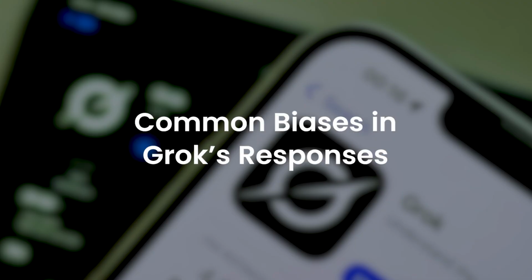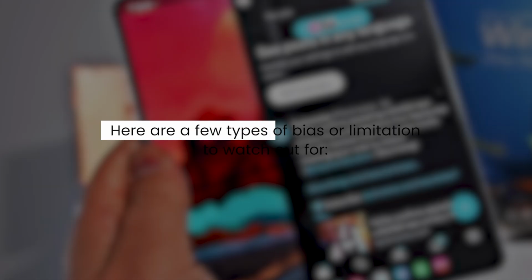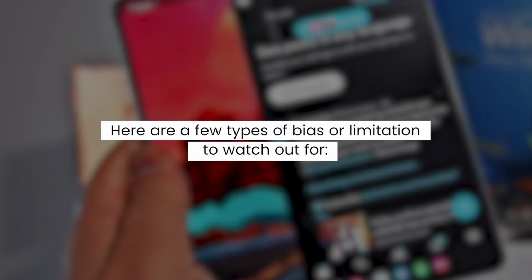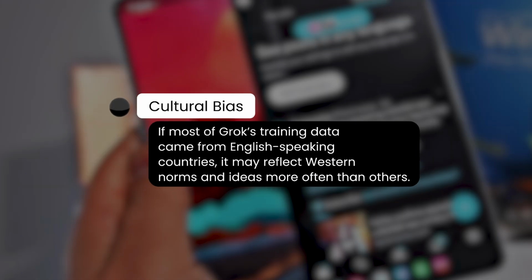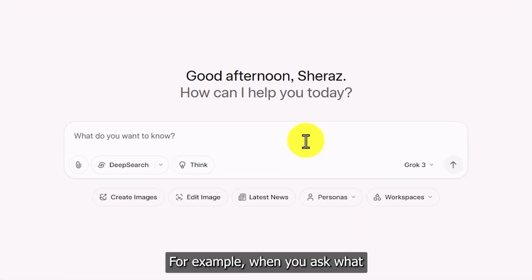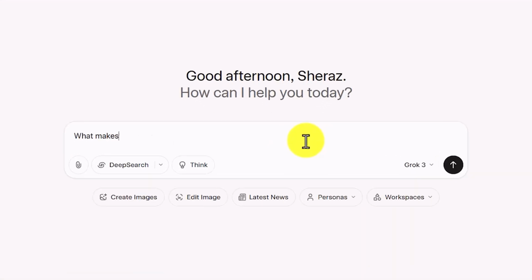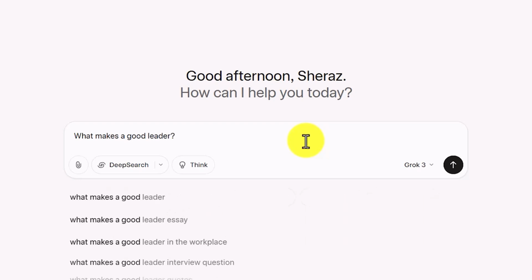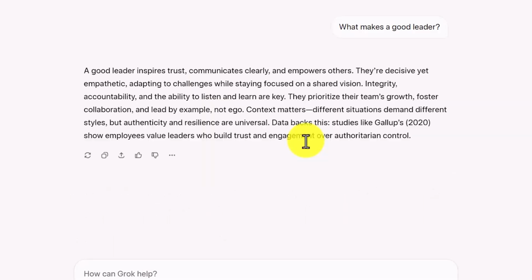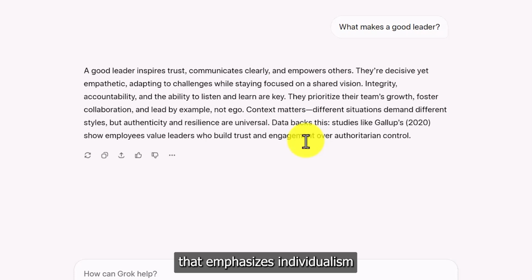Common biases in Grok's responses. Here are a few types of bias or limitation to watch out for. Cultural bias. If most of Grok's training data came from English-speaking countries, it may reflect Western norms and ideas more often than others. For example, when you ask, what makes a good leader? You may get an answer that emphasizes individualism rather than community, a cultural preference, not a universal truth.